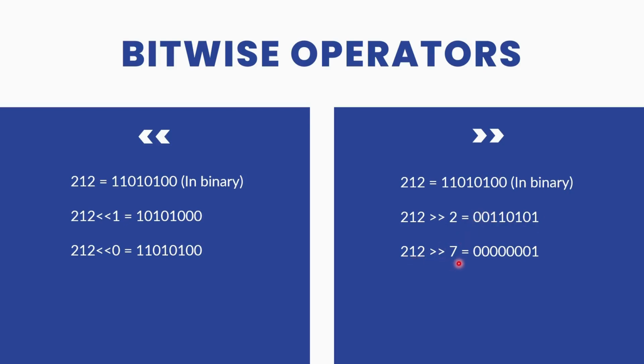Then left shift by 7. So you can see here, this is discarded, discarded, third discarded, fourth discarded, fifth shifted, sixth shifted, seventh discarded. So it starts from here. So 1. The rest all are filled by 0.